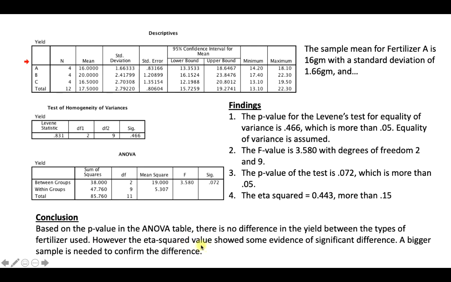However, if you have the eta squared value, this is when it comes in handy. The eta squared value showed some evidence of significant difference, because it is more than 0.15. You see here, I calculated the eta value and saw it to be more than 0.15. So probably a bigger sample is needed to confirm the difference, because we only have a very small sample size of 12. If you have more samples, then you could detect the differences.